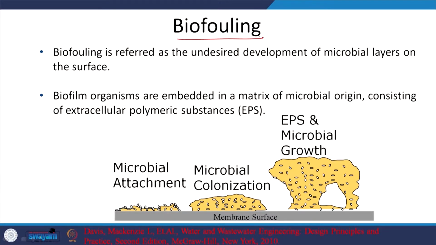Biofouling. Here we have undesired development of a microbial layer. Initially you might have some microbial attachment, and once the conditions are such that the microbes can thrive, you will have colonies being formed, microbial colonization, and then microbial growth, with extracellular polymeric substances. So, this again will lead to biofouling, and again issues with respect to rejection and higher pressures, right. These are the aspects that need to be considered.